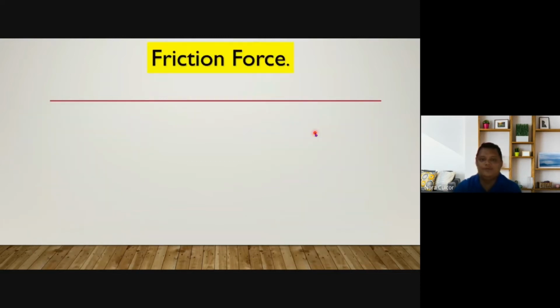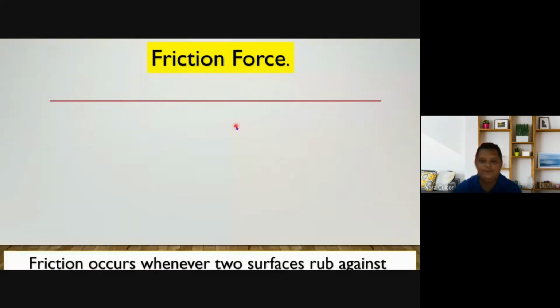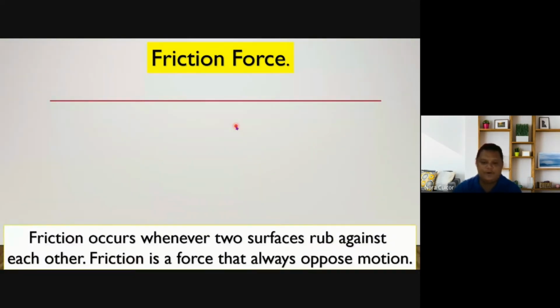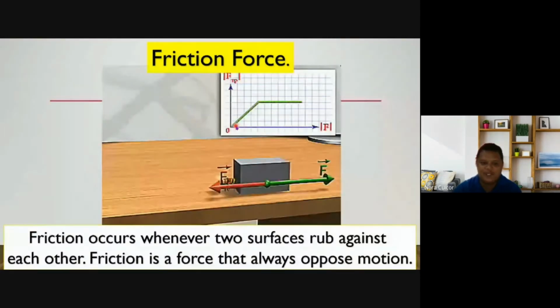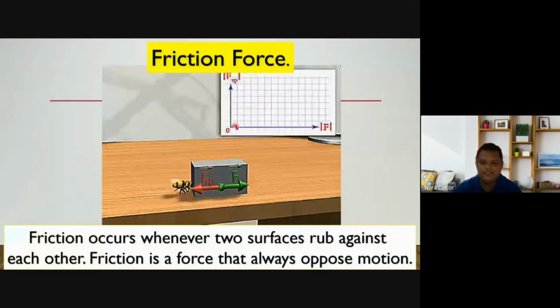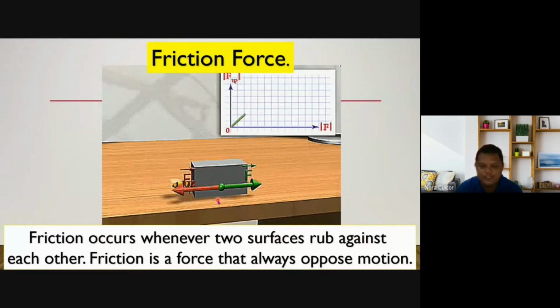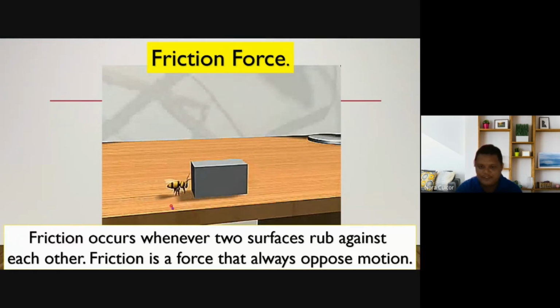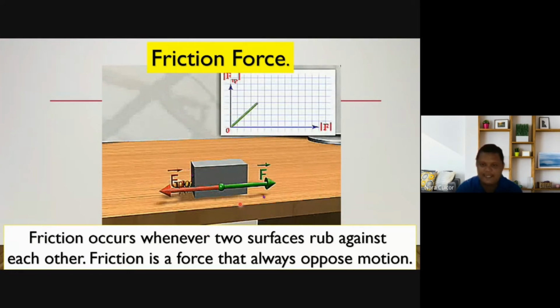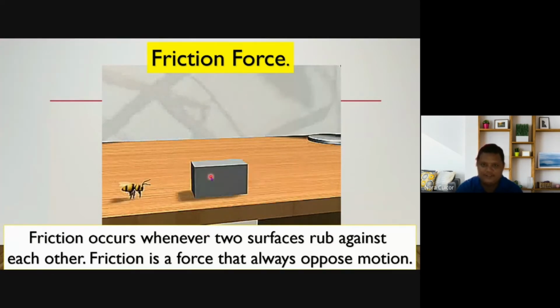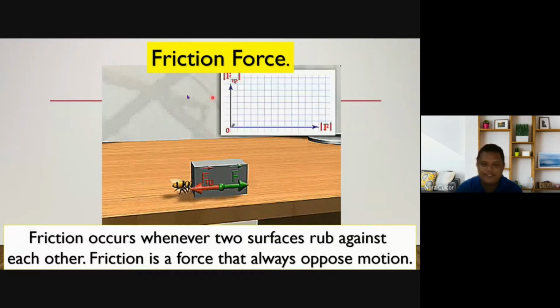So, now, friction force. Okay, this is an example of contact force. What is friction force? Friction force occurs whenever two surfaces rub against each other. Friction is a force that always opposes motion. Okay, look at the example here. The object moves because of the friction underneath. See? Friction underneath. So an example of contact force is friction.